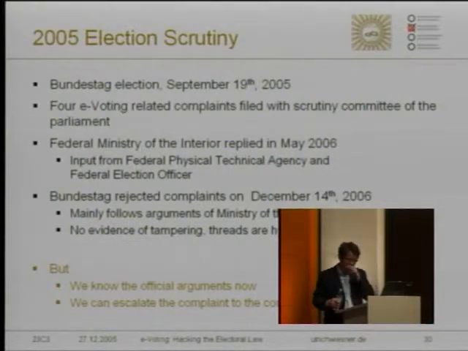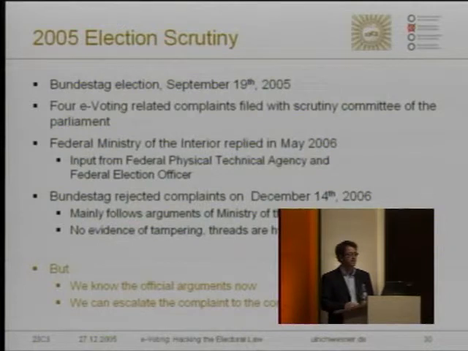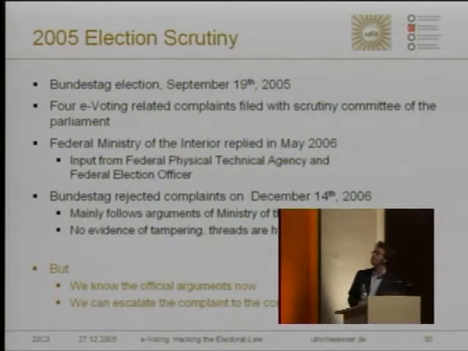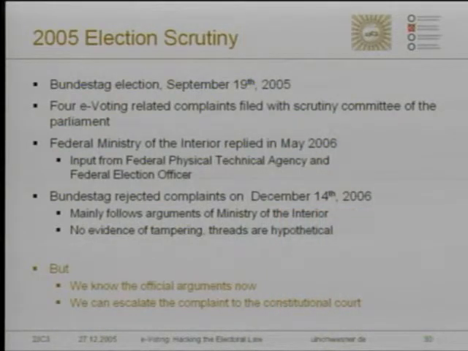Now, a year ago, we knew that we had issues here with these election principles, but we didn't know how the administration would argue. Now, we're a step further this year. We filed a complaint about the 2005 election with the scrutiny committee of the Bundestag. And in May 2006, the Ministry of Interior replied to that complaint. And based on this statement of the Ministry of Interior, the Bundestag two weeks ago rejected our complaints, following the arguments of the Ministry of Interior.